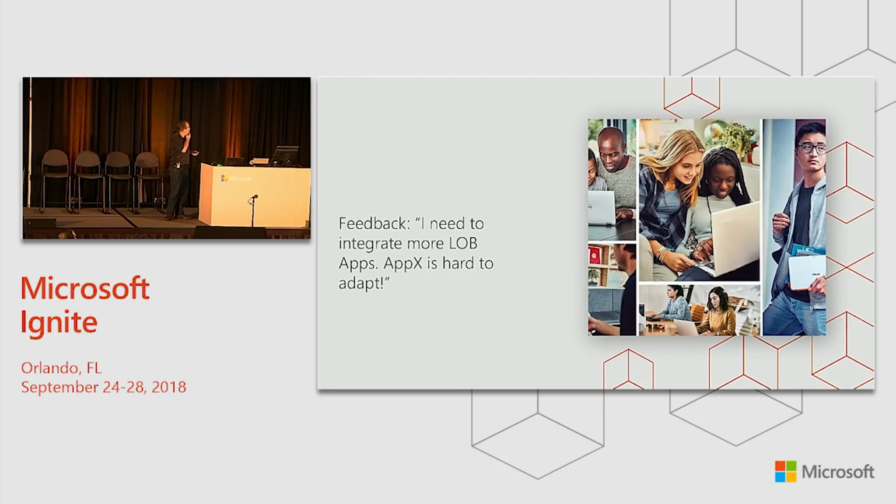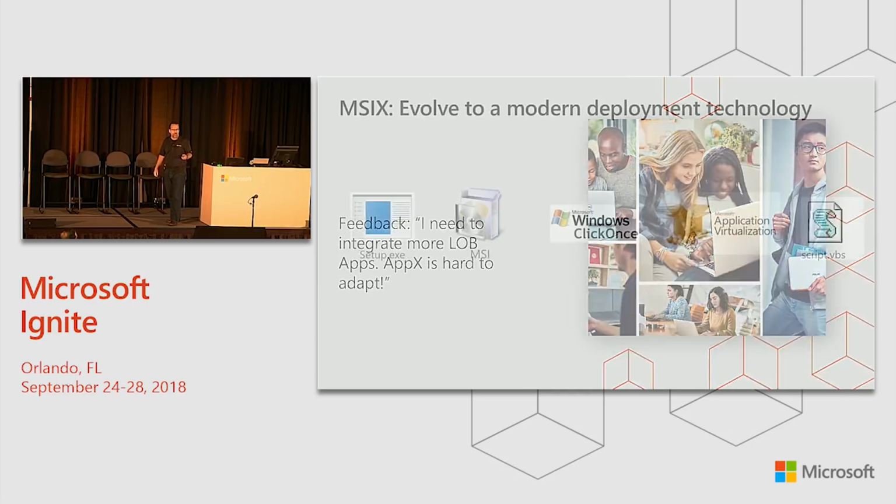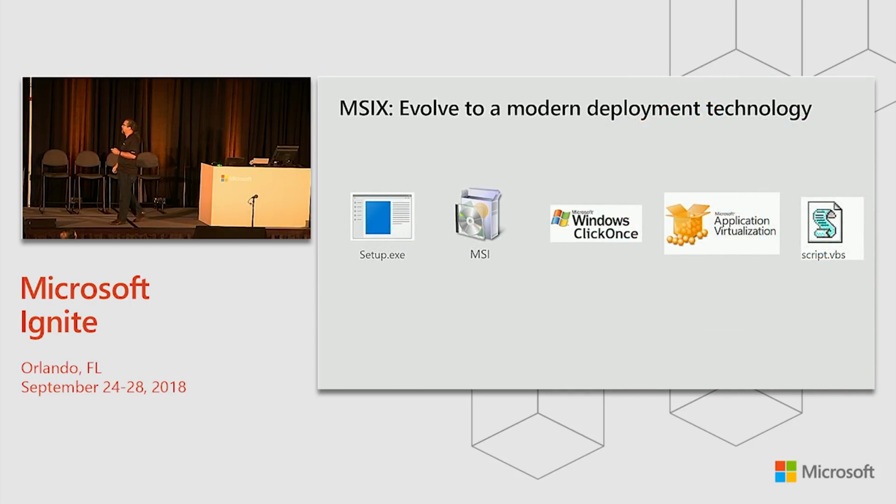So here's some feedback. I need to integrate more line of business apps. AppX is hard to adopt or adapt. So this is where we have MSIX, where we are in a quest to find that one package format to rule them all. Whether it's apps that are scripted, apps that you have virtualized with AppV, apps that you have developed on Windows ClickOnce, the traditional Microsoft Windows installer service, or of course the old setup exes, and of course there's so many out there, Adobe AIR, so many different custom installer formats.